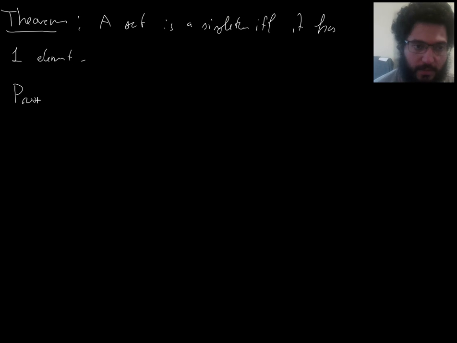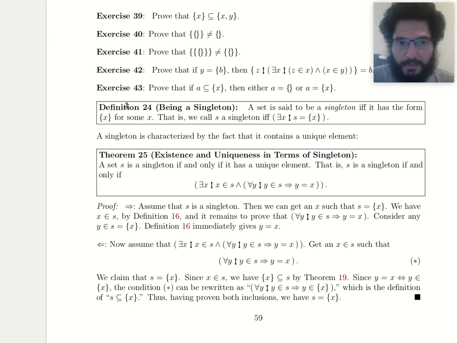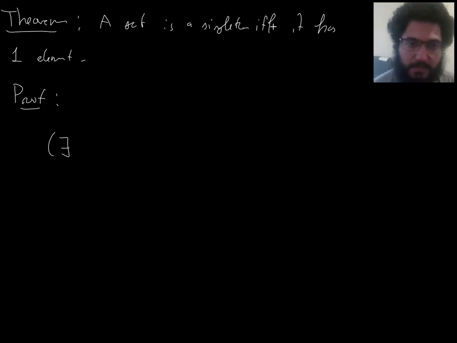So let's look at what is it that we're proving here. A set is a singleton. What does it mean to be a singleton? What does it mean to have 1 element? To be a singleton, this one we actually defined, right down here, definition 24, being a singleton. So to be a singleton is to be something that is possible to write as a singleton of something. So how about instead of saying a set, we say A? A is a singleton if and only if it has 1 element.